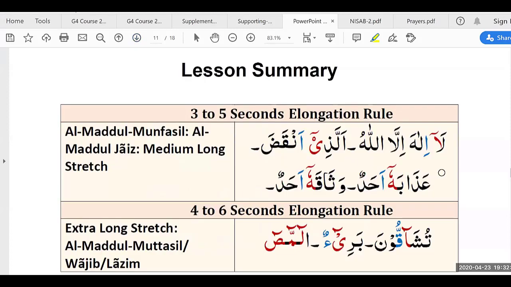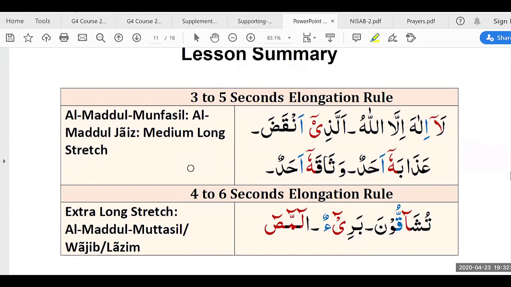I think that's it. So this is just the summary of today's lesson. We did Al-Maddul Munfasil, also known as Al-Maddul Jais, medium long stretch. The rule is at the end of the first word, we will have a harful mad, followed by the beginning of the second word would be hamza alif. Okay, and then we did extra long stretch.